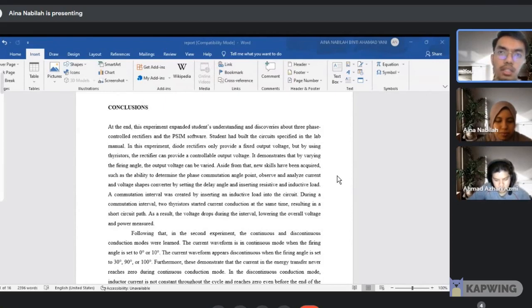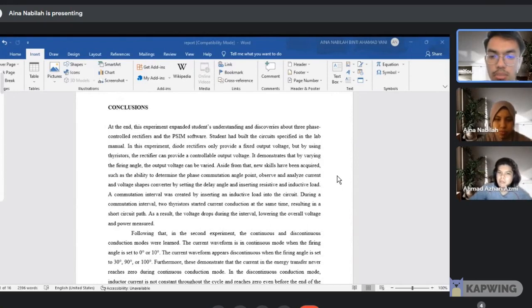At the end, the voltage drops during the interval, which causes a lowering of the overall voltage and power measured. So like this, in the experiment, the graph decreased or the value became lower. In the experiment, the continuous and discontinuous conduction modes were learned. The current waveform is in continuous mode when the firing angle is set to 0 or 10 degrees. The current waveform appears discontinuous when the firing angle is set to 30, 90 and 100.